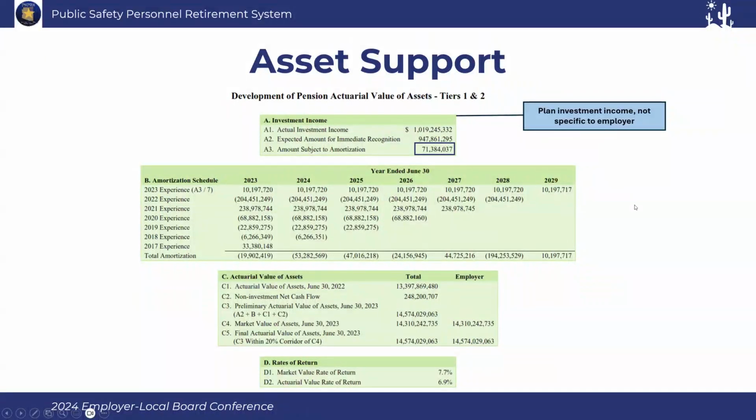I talked about the smoothing before. If there's a gain or a loss, it gets smoothed over a series of years to reduce volatility in the contribution rates.